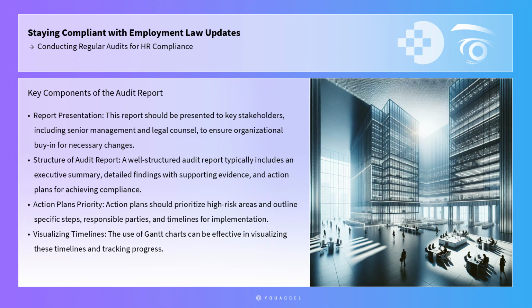Once data has been analyzed, HR leaders must prepare an audit report that clearly articulates findings and recommendations. This report should be presented to key stakeholders, including senior management and legal counsel, to ensure organizational buy-in for necessary changes. A well-structured audit report typically includes an executive summary, detailed findings with supporting evidence, and action plans for achieving compliance. Action plans should prioritize high-risk areas and outline specific steps, responsible parties, and timelines for implementation. The use of Gantt charts can be effective in visualizing these timelines and tracking progress.